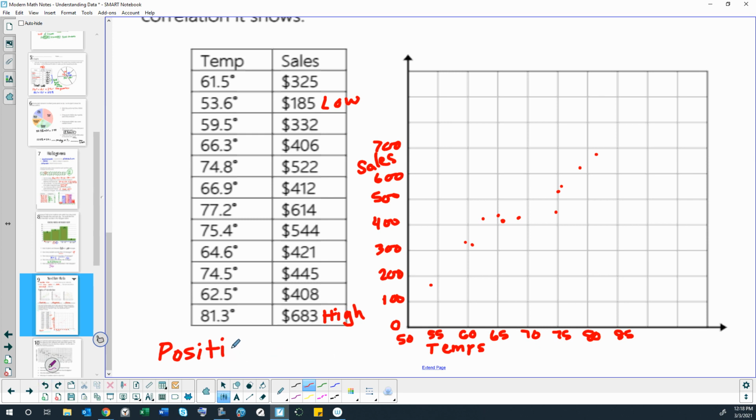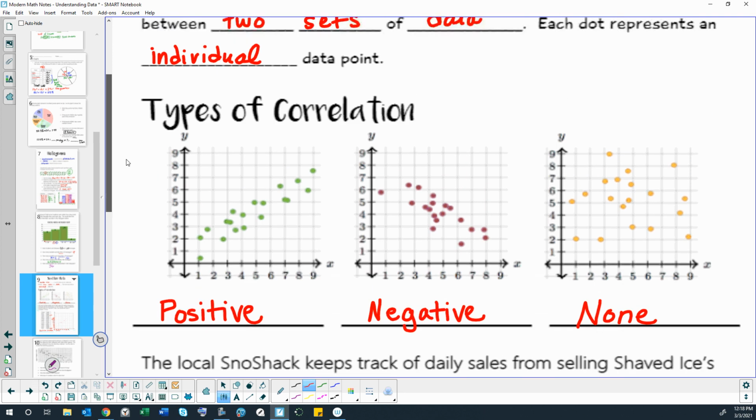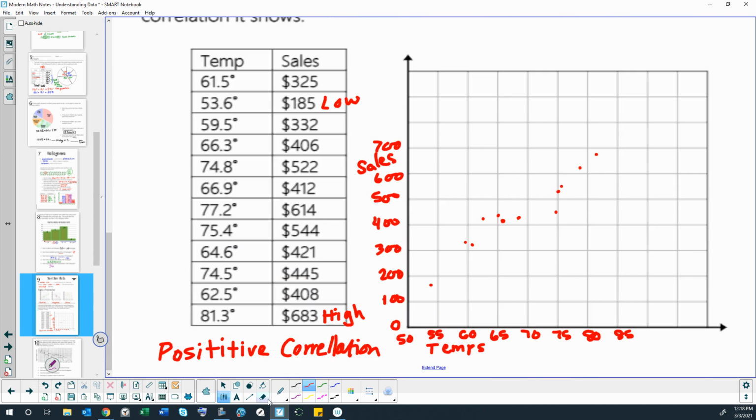Let's try spelling that out. Positive correlation. Maybe I spelled that wrong too. Does it have two R's and two L's? It has two R's, but not two L's. I struggle with spelling. So positive correlation, because as temperatures go up, amounts of money brought in from selling icy drinks goes up.